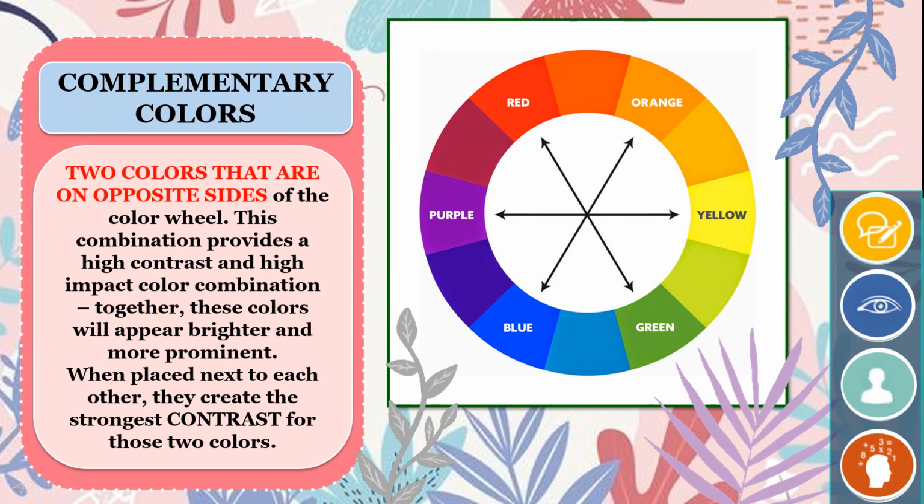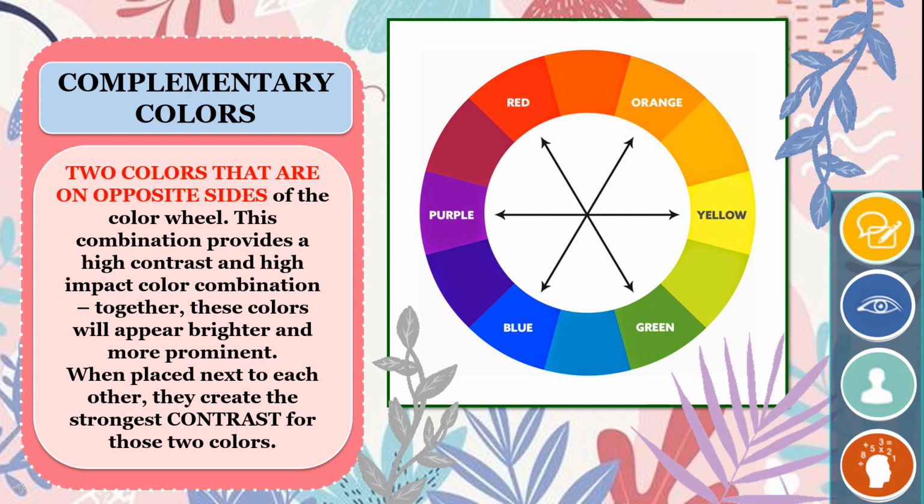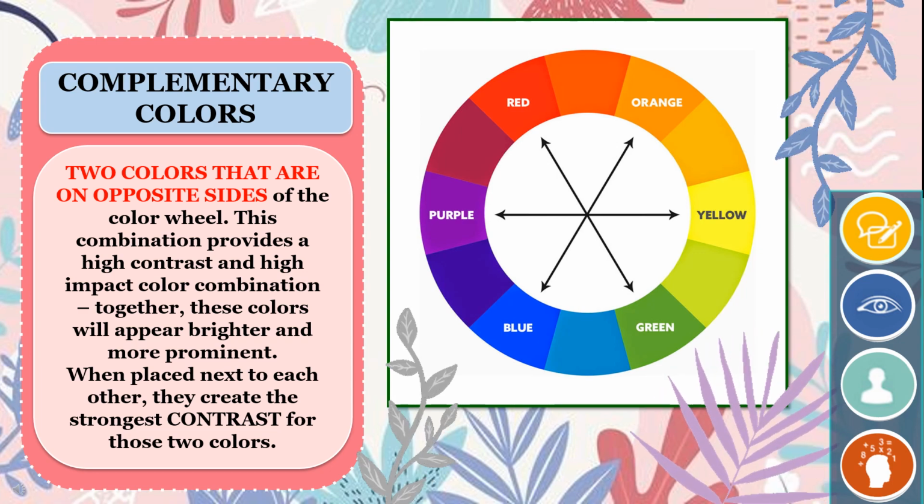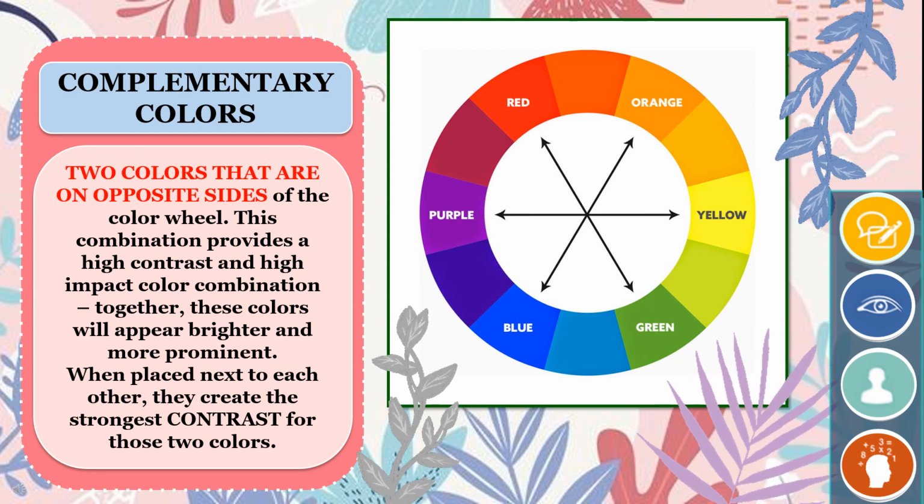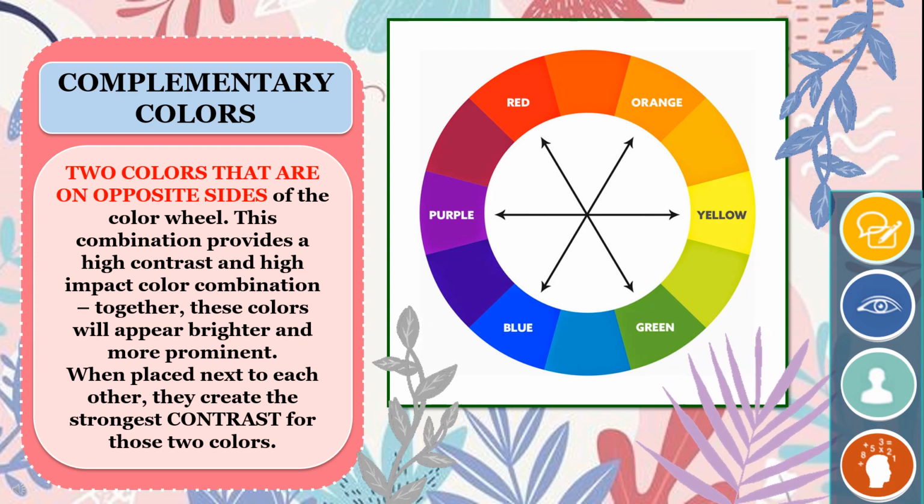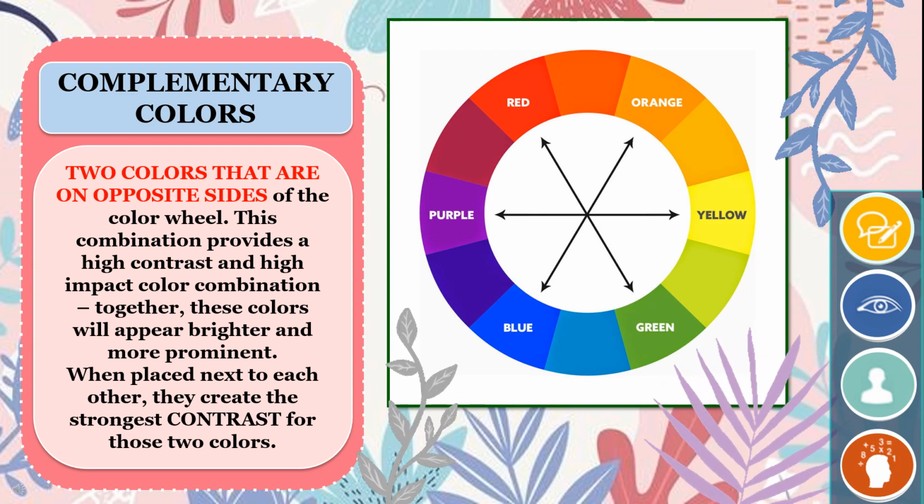Complementary colors: two colors that are on opposite sides of the color wheel. This combination provides a high contrast and high impact color combination. Together, these colors will appear brighter and more prominent when placed next to each other. They create the strongest contrast for those two colors.